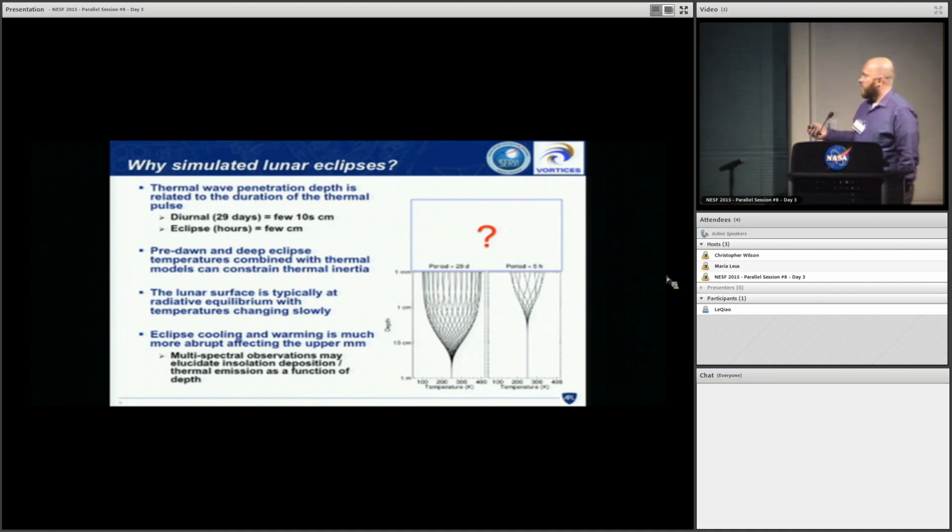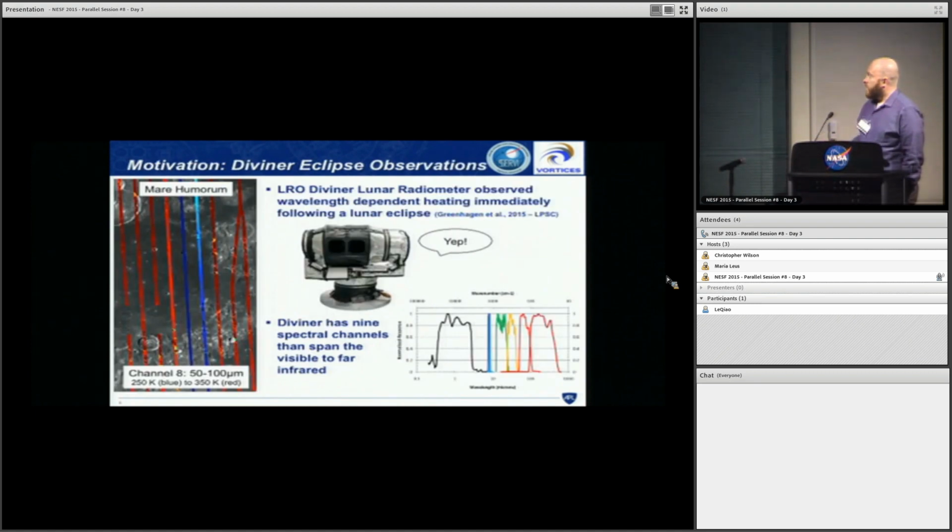So you get a different answer if you look at the diurnal Diviner data than if you look at the eclipse Diviner data, because there are different thermal inertias as a function of depth. And then during the eclipse, in addition to having this thermal pulse that's a variable length, you can also use the warming and cooling parts of the eclipse to study this part that's above here, the upper millimeter. And you do that by leveraging multispectral observations and that wavelength dependence on thermal emission I was just talking about.